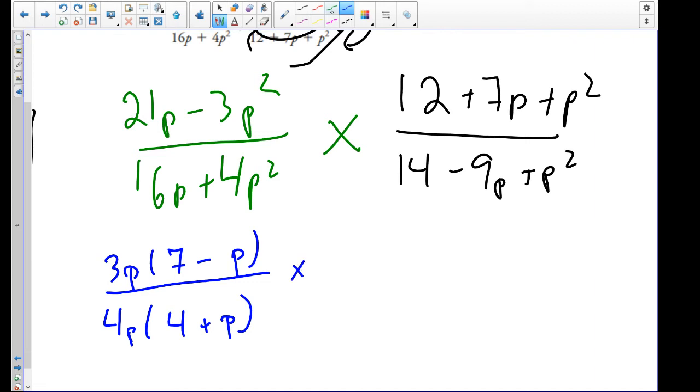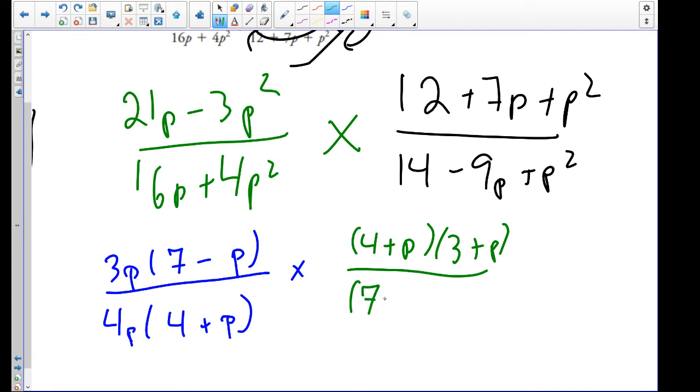Factoring the top right, I am going to get 4 and 3, so 4 plus p and 3 plus p. And on the bottom, I'm going to get 7 minus p and 2 minus p.